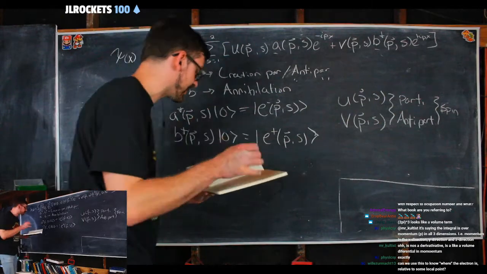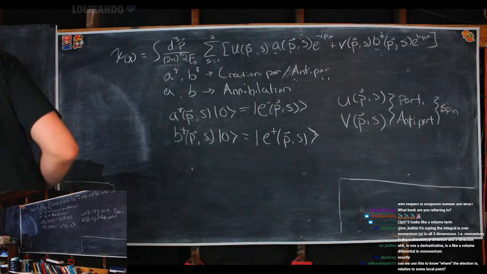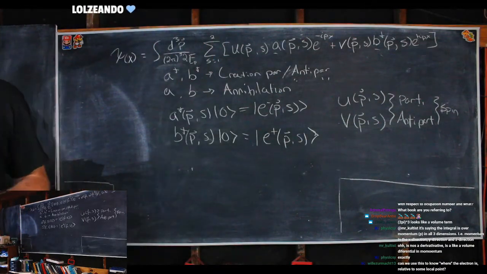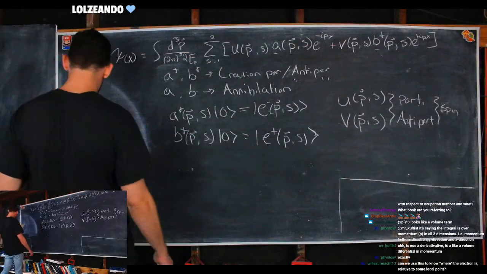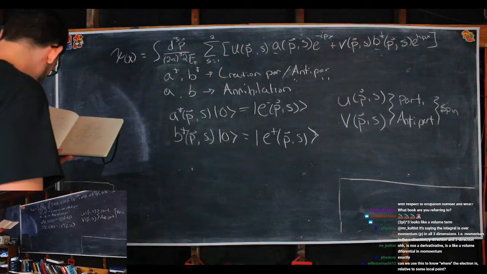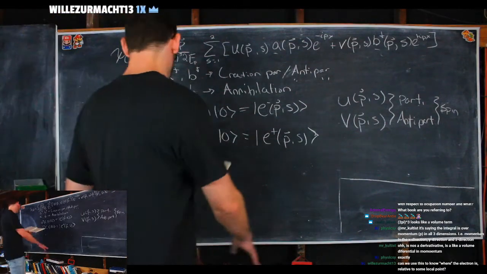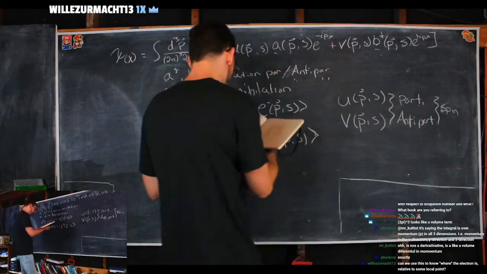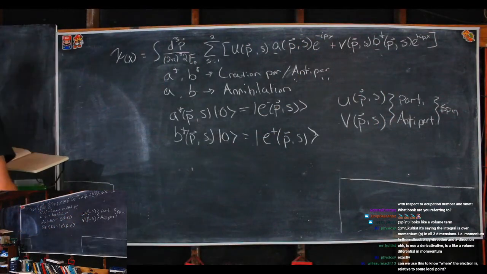This book is Paul Langacker's The Standard Model and Beyond. Alright, so these dictate, like I said, your chirality, your momentum, your direction, and so on.